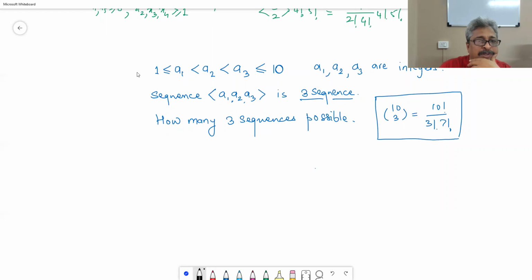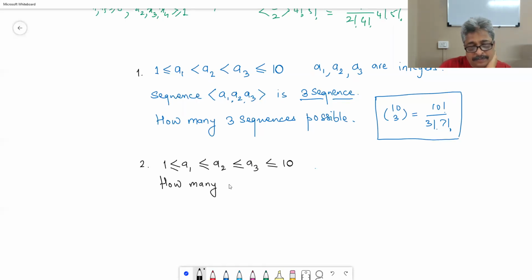Next problem: 1 less than or equal to A1 is less than or equal to A2 is less than or equal to A3 is less than or equal to 10. How many 3 sequences? Sir, in the above question, 3 sequence, what exactly is it? I'm getting a bit confused.